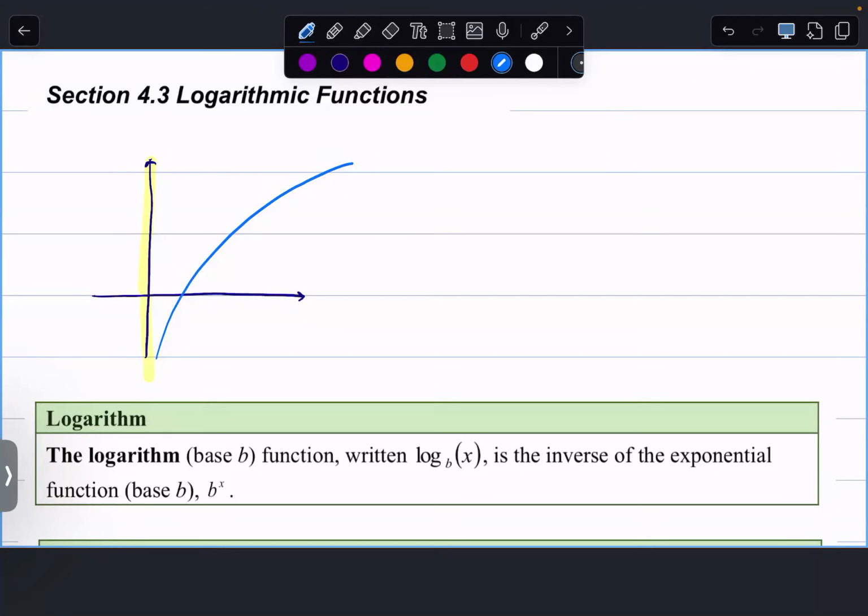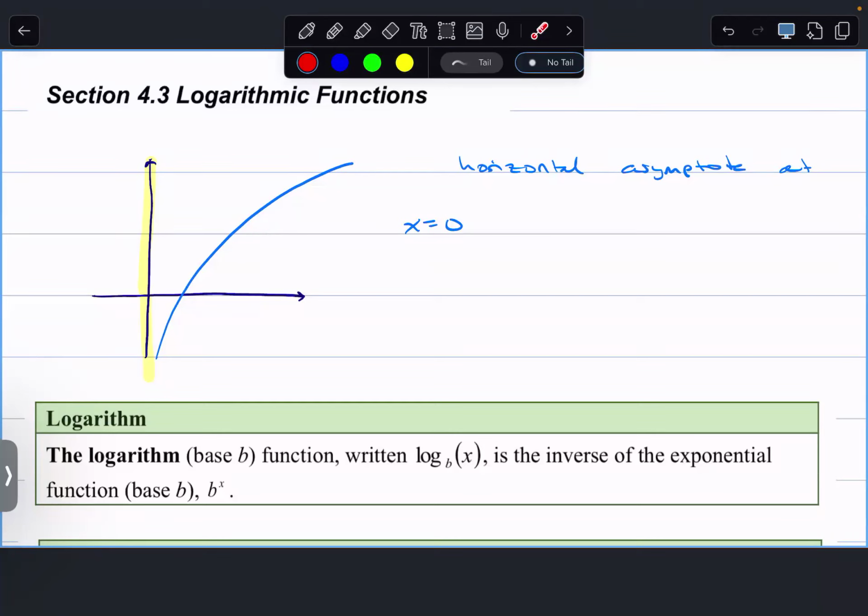Here we see that there's this asymptote at x equals 0. In fact, if there's an asymptote here, it means the graph goes down, down, down, and keeps going until negative infinity, and it never touches x equals 0. And so what we're going to find is that for logarithms, we can't take the log of 0.